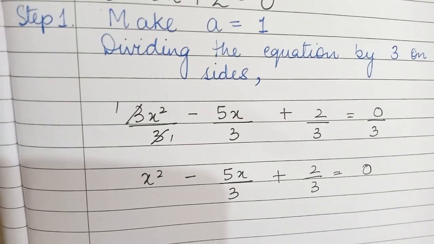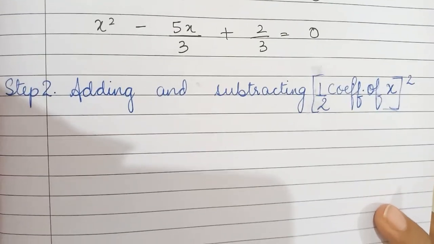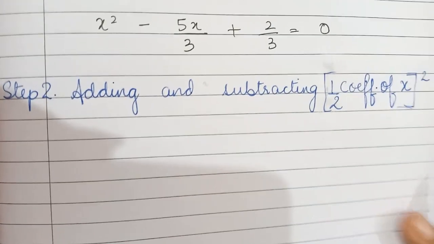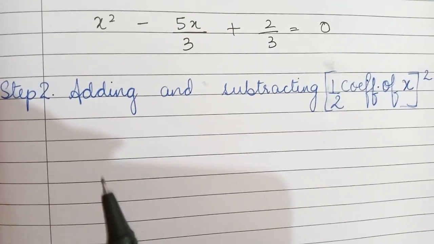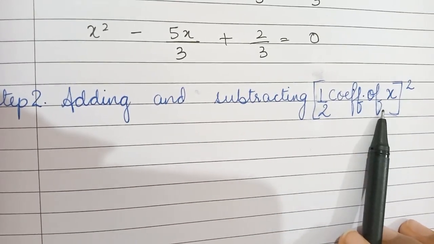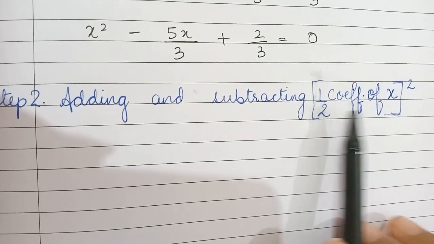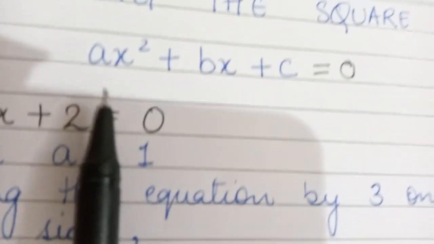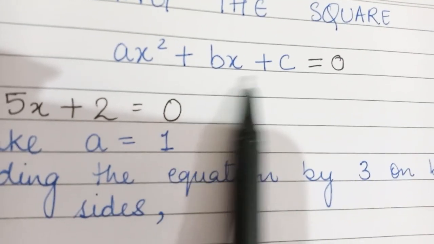Now let's move on to step number 2. Step number 2 is a very important step and you have to do this very carefully. It says adding and subtracting half of the coefficient of x, the whole square. So see, in the general quadratic equation ax square plus bx plus c.